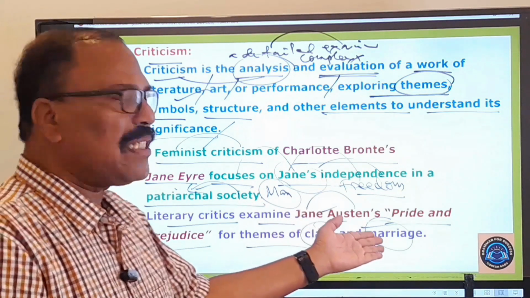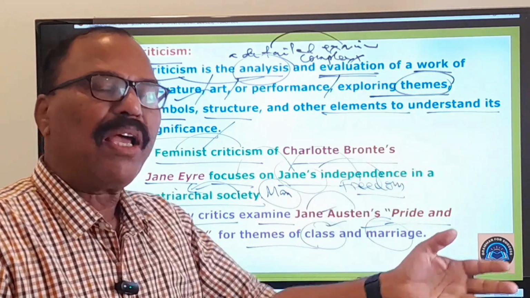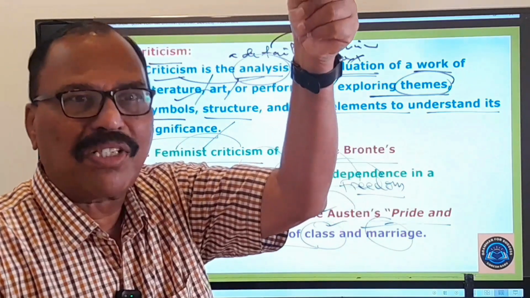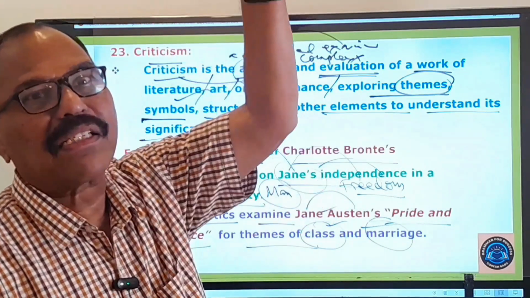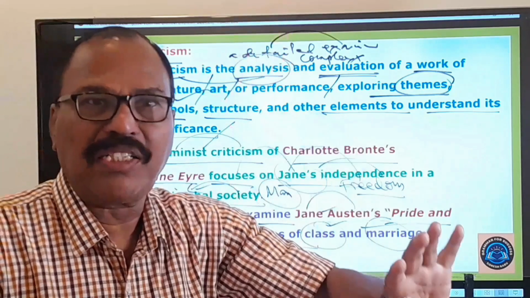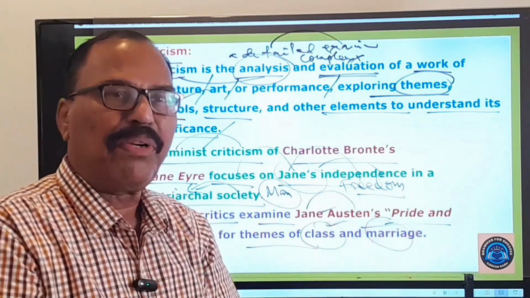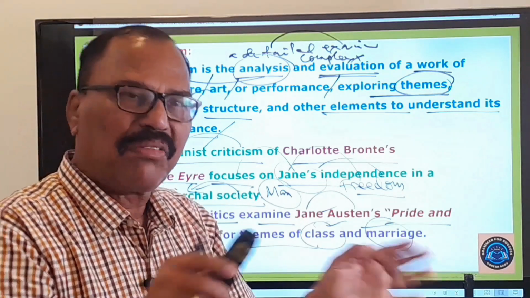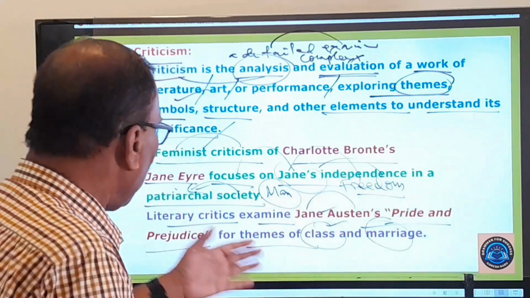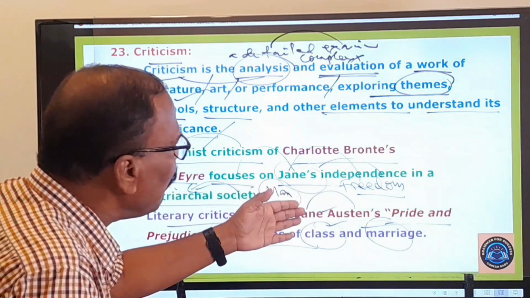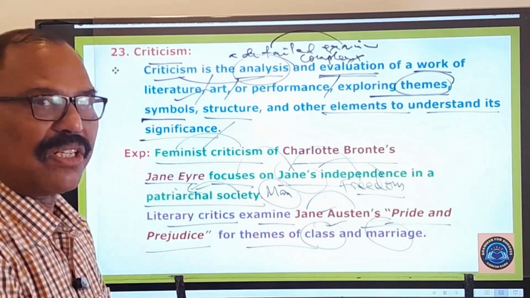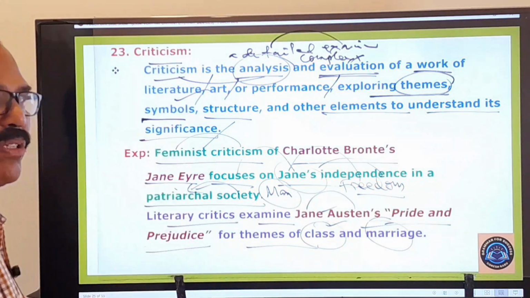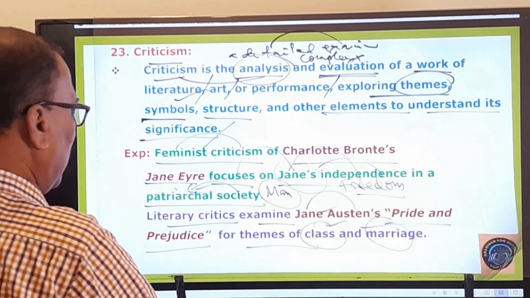So this Elizabeth Bennet is there. She belongs to a middle class family, okay, but she loves that Fitzwilliam Darcy, who belongs to the high class of the society. So there is some love between a middle class girl and a high class boy. So that is a kind of story. So here literary critics examine this Jane Austen's Pride and Prejudice, whether it is relevantly written or not. So this is called criticism. Let's move on to other literary devices.